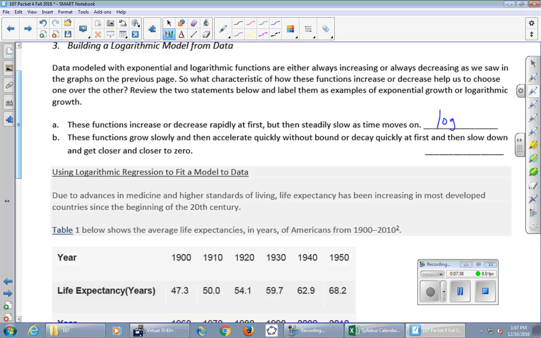And then the other one, it says these functions grow slowly and then accelerate quickly without bound. That's an exponential what? Growth. It grows slowly in the beginning and then increases quickly without bound. Or if you think about the decay function, which was steep in the beginning and then leveling off at the axis. Or they decay quickly at first and then slow down and get closer and closer to 0. So that was exponential, both flavors of exponential.